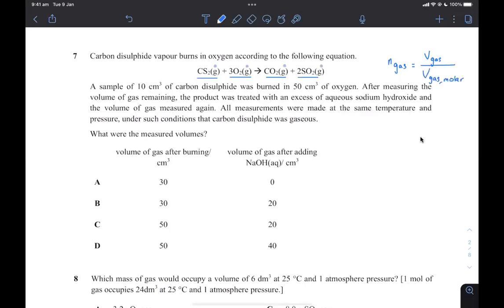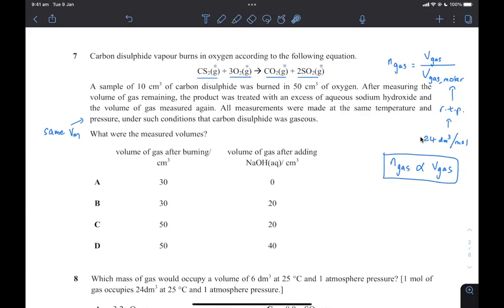And we know that at room temperature and pressure, as stated in your periodic table, 1 mole of any gas occupies this volume of gas. Because all of them are under room temperature and pressure, under standard condition, under same temperature and same pressure, they will have the same molar volume. So that means if the bottom bit is a constant, therefore the mole of gas is directly proportional to the volume of the gas. This is the most important thing in combustion analysis.